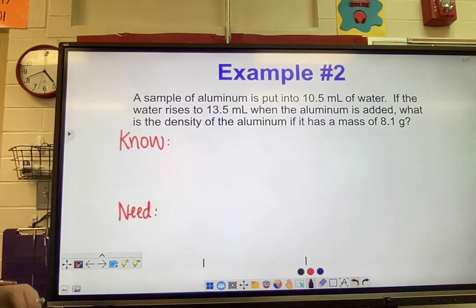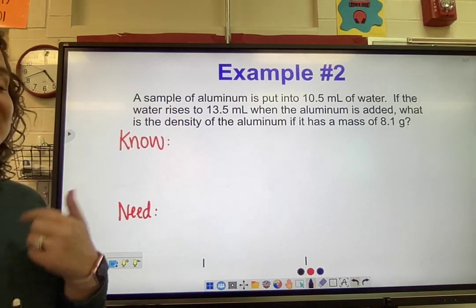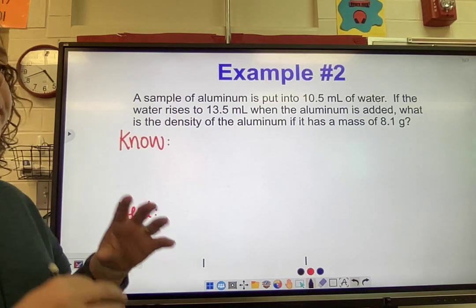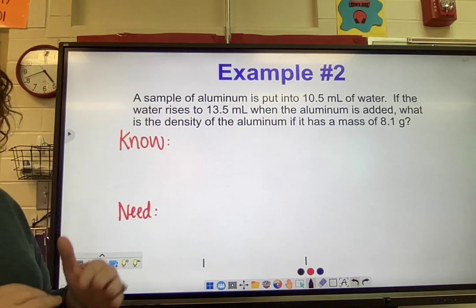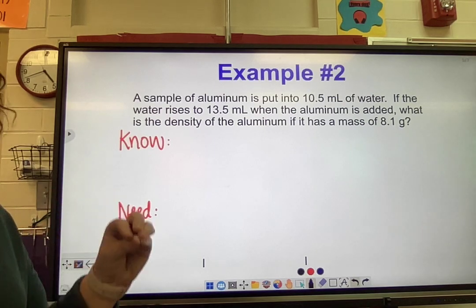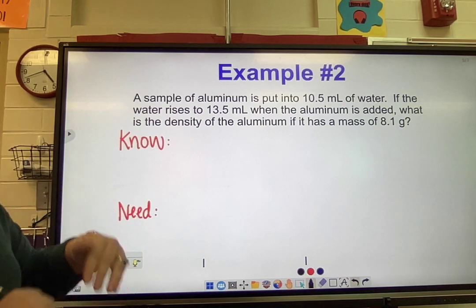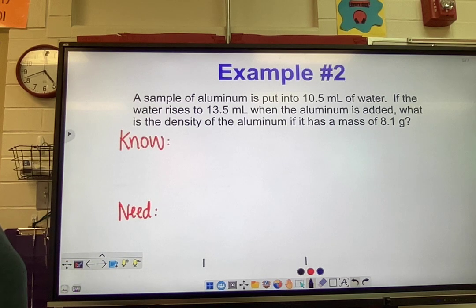So it says a sample of aluminum is put into 10.5 milliliters of water. If the water rises to 13.5 milliliters when the aluminum is added, what is the density of the aluminum if it has a mass of 8.1 grams? So I know that's a lot of information and it can kind of feel overwhelming. But what we're going to do is we're just going to take it step by step, and we're going to go back through and read each section to help us break down this word problem.